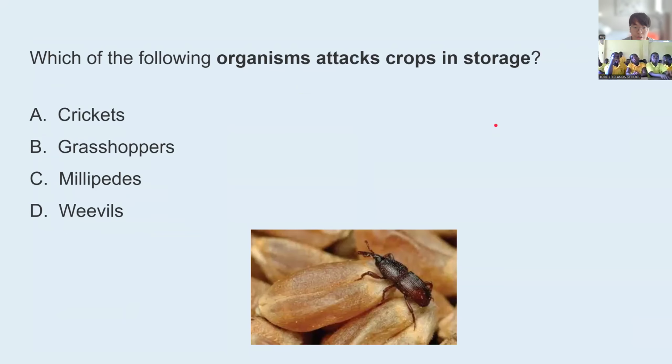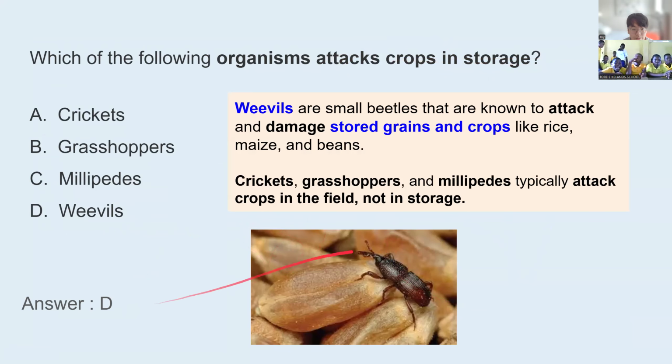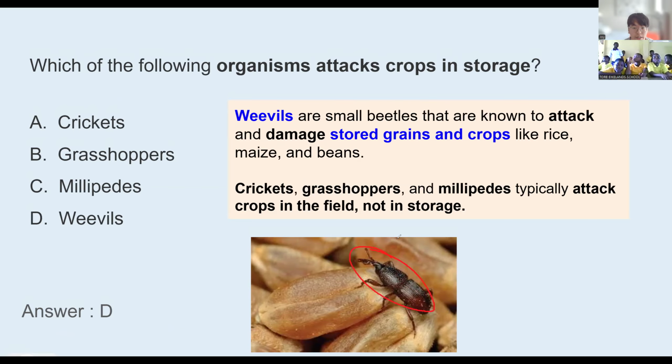Which of the following organisms attacks crops in storage? What are these called? Do you guys know? That's right. The answer is D, weevils. These are tiny insects, very small beetles that are known to attack and damage stored grains and crops like rice, maize, and beans.